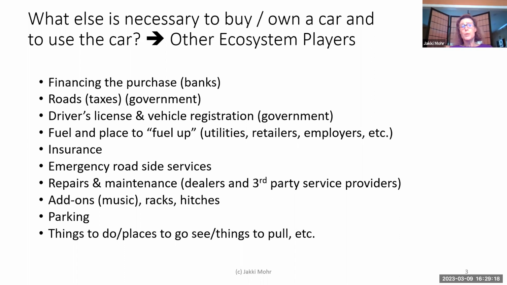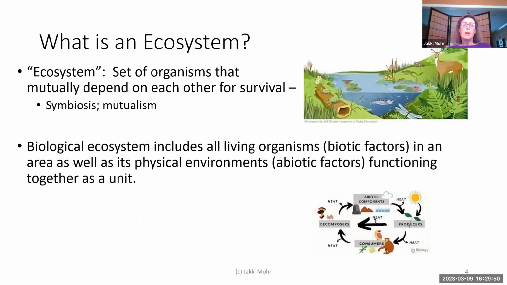And if you want to do add-ons for your car, all of those complements are also provided by a constellation of partners. And ultimately, people own a car so that they can go places. In this particular case, that might be for tourism, things to do, places to go see, or trailers to pull, boats to pull, recreation, etc. So when we talk about these broader set of issues that affect the car purchase and use, what that boils down to is what is known as an ecosystem.